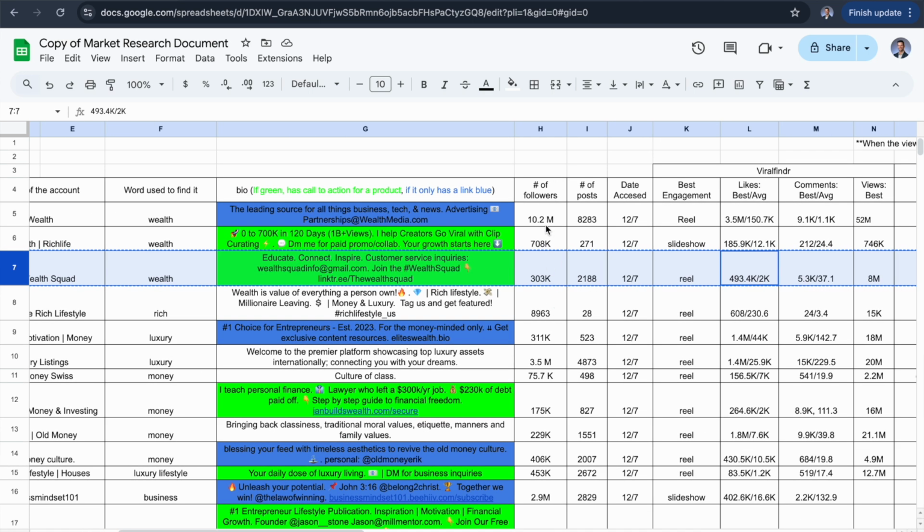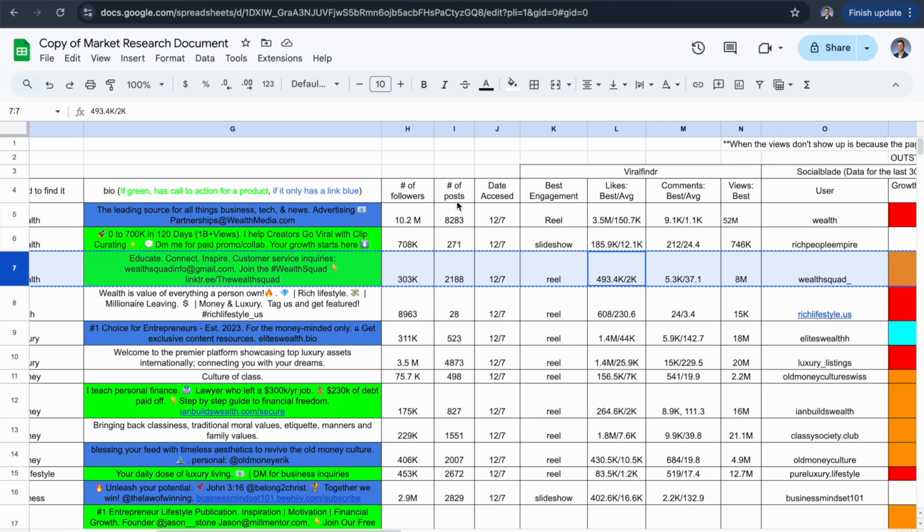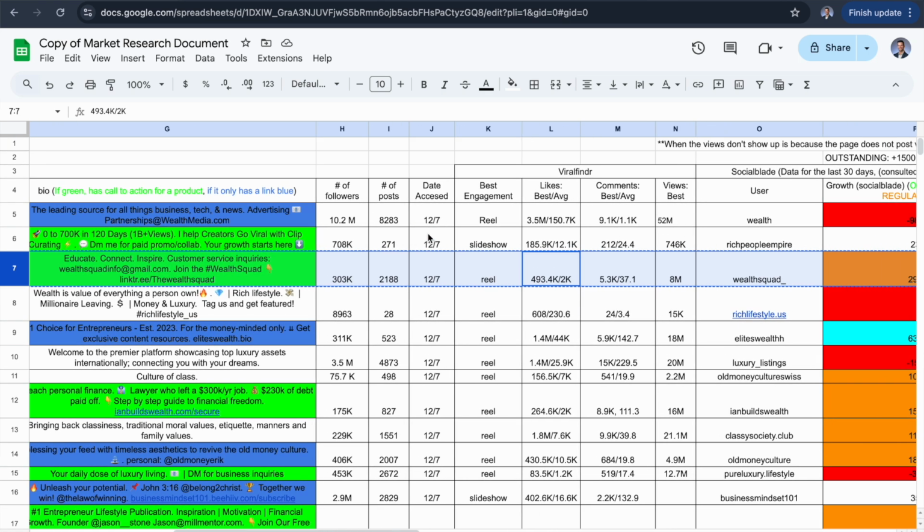Number of followers: 10.2 million, 708,000. Obviously, quite a bit there. Then the number of posts they have. It might not be super relevant, because sometimes I've noticed people might delete posts, depending on what's going on. But it's still good to have that data for now.